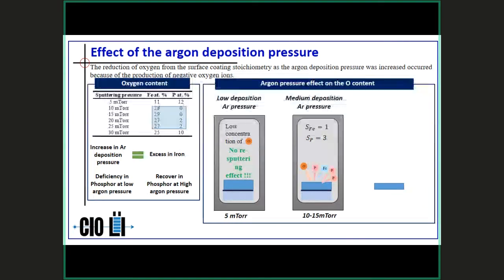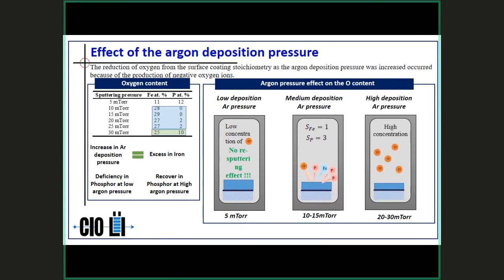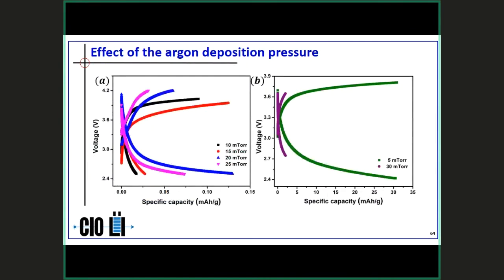So finally, why at 30 milliliter did we get the recovery of phosphor? That is because at high concentration, there are many negative oxygen particles, and they are interacting among each other. Between each interaction, they are reducing their energy. Therefore, they don't have enough energy to cause the ejection of phosphor. So those are the hypotheses proposed in this research work related to the chemical compounds.